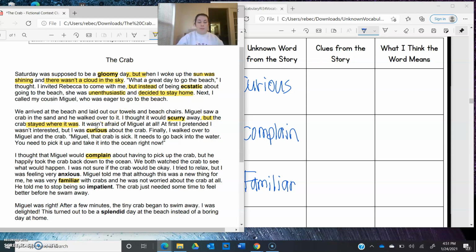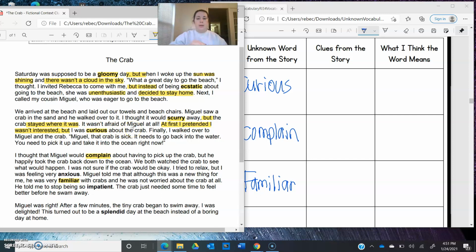All right, if you've pressed play, then hopefully you highlighted these clues. So I go through, and after I read, it wasn't afraid of Miguel at all. At first I pretended I wasn't interested. I am highlighting but because we know that's an important clue word, but I was curious about the crab. Finally, I walked over to Miguel and the crab. So what comes before the but is important because she says, at first I pretended I wasn't interested, but I was curious.